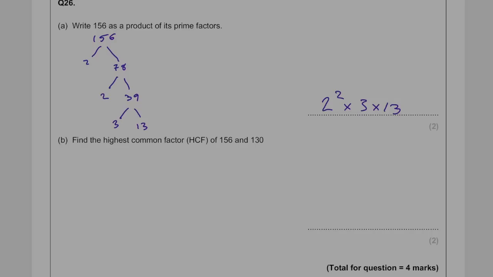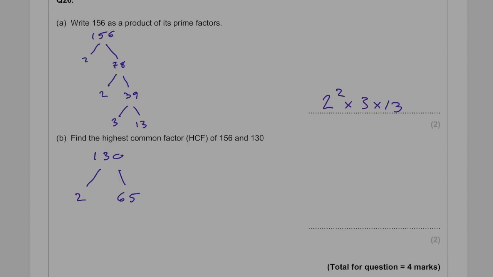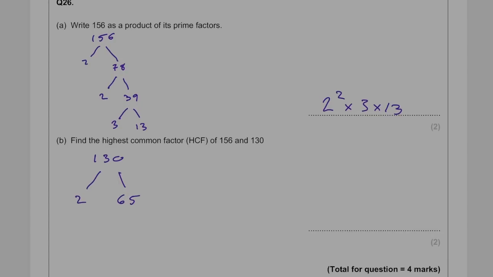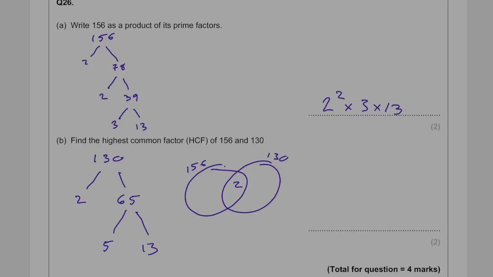Okay, find the highest common factor of 156 and 130. So I'm going to do 130 now. That's going to be 2 and 65, which is going to be 5 and 13. So my highest common factor, again a bit like the question I've just done, 156 and 130 have common factors. They've got a 2 in common, and they've also got a 13 in common.